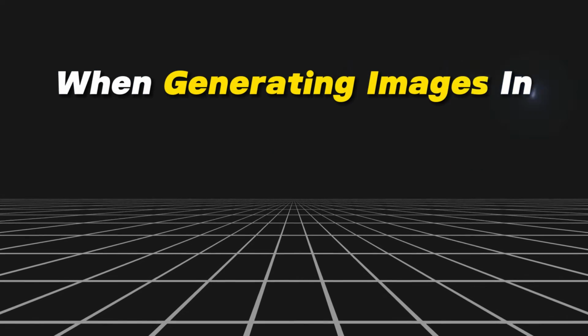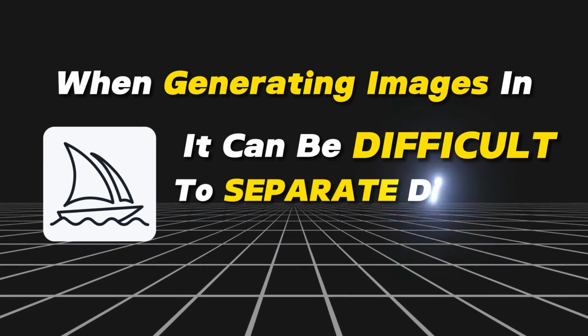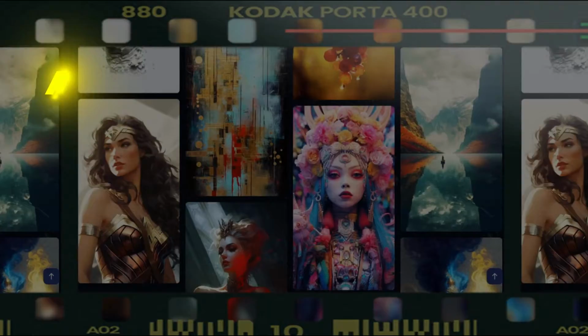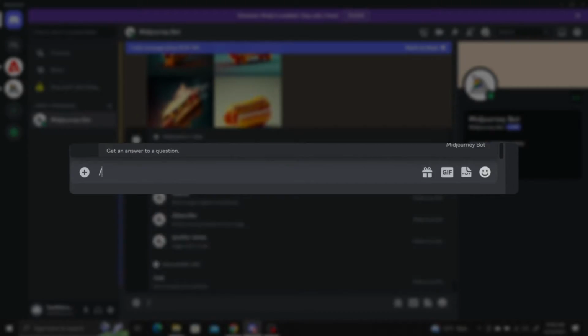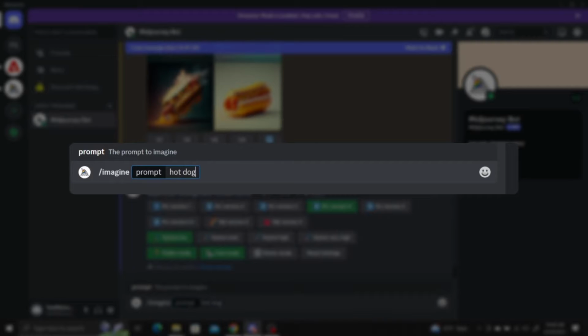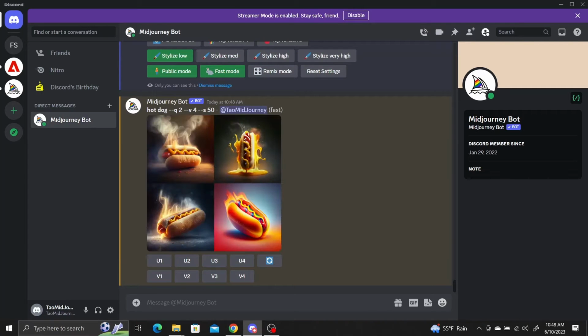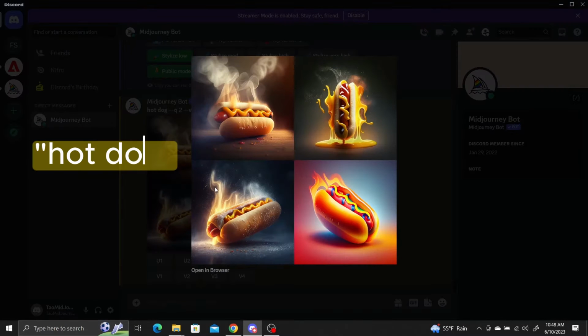When generating images in Midjourney, it can be difficult to separate different concepts in your prompts. An easy way to handle this is to use multi-prompting. For example, if I enter the prompt "hot dog" with the slash imagine command, Midjourney will interpret the words hot and dog as belonging to a single concept.